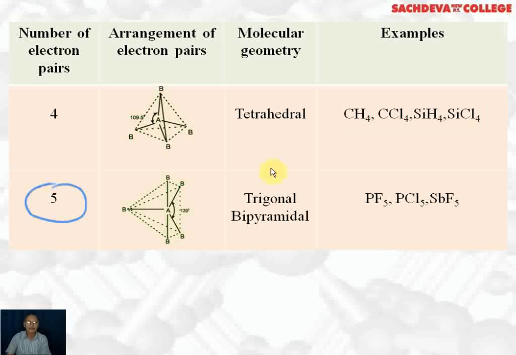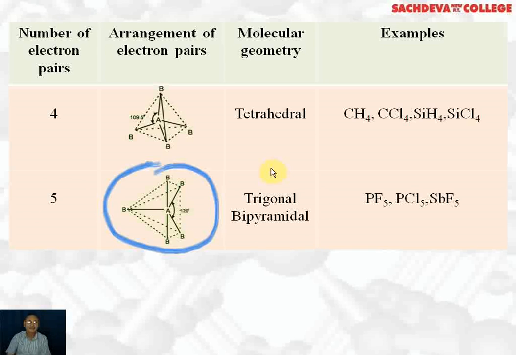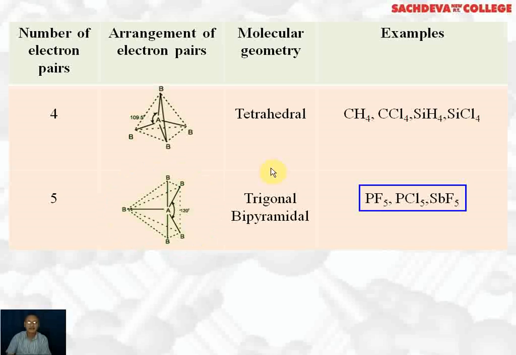When there are five bonded pairs of electrons, the best possible arrangement is trigonal bipyramidal. In trigonal bipyramidal, there are two bond angles. Between three atoms the bond angle is 120, and there are perpendicular bonds which are at 90 degrees, which are in a different plane. So this is called trigonal bipyramidal. Examples are PF5, PCl5, SbF5.